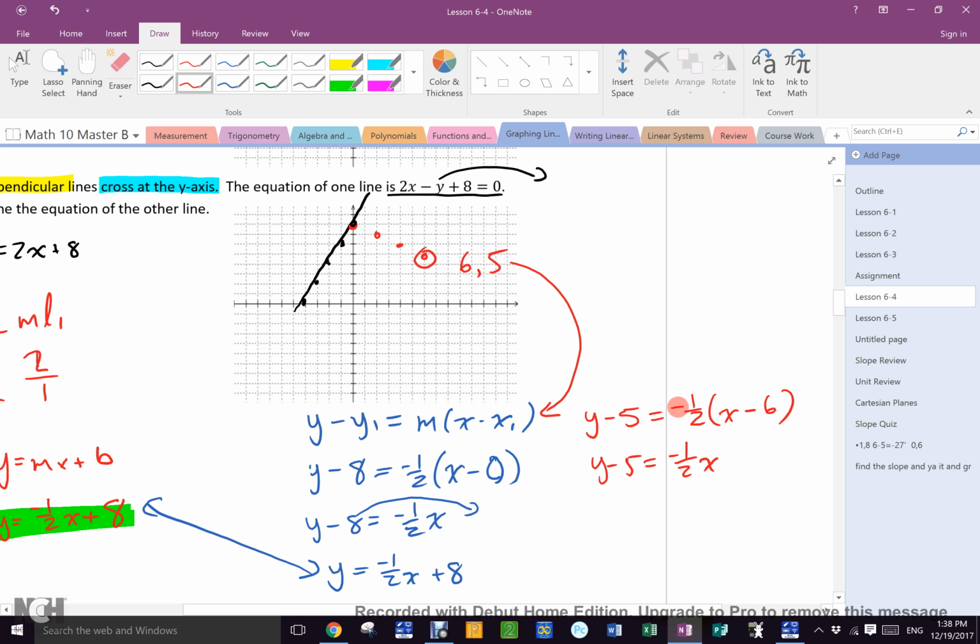What's negative 1/2 x times negative 6? 3. Positive 3, right? Now what would happen if I move that 5 over? It would become positive 5. And what would I do with that 3 and that 5? And I would get y equals negative 1/2 x plus 8.